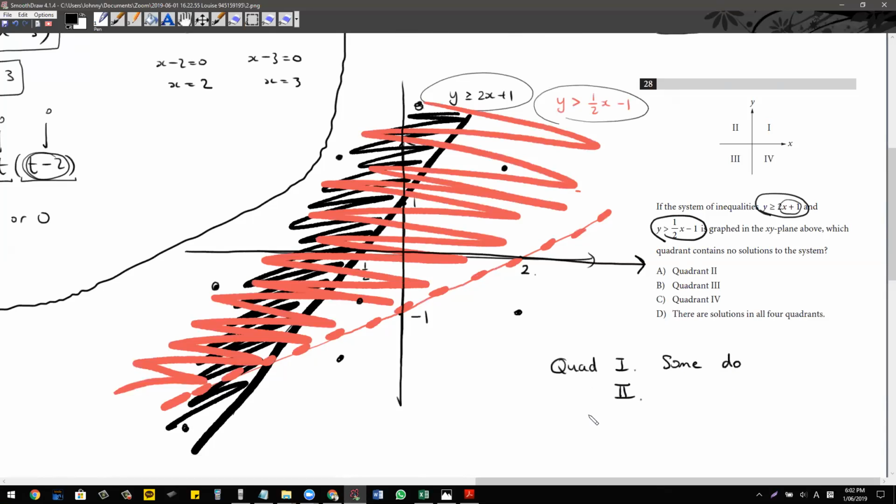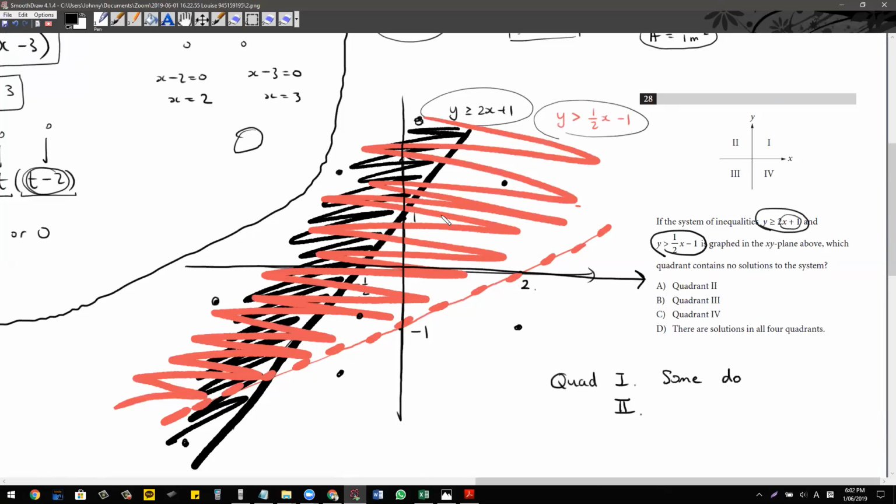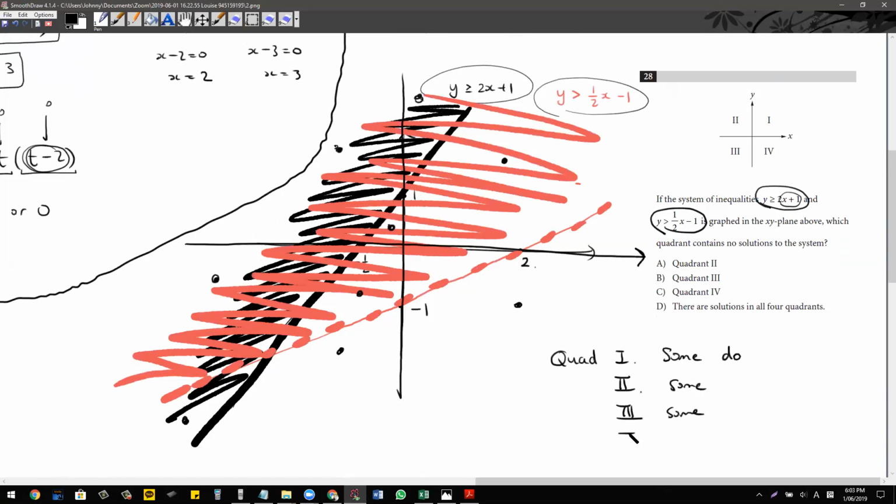Quadrant 2, which is over here. Some as well, because it's here, not here. Quadrant 3 is here. Some as well. Quadrant 4 is none. None of them, right? So if the system has these inequalities, which quadrant contains no solution? The 4, the last one. D is wrong because it says there are solutions in all 4, but in the fourth quadrant, there is no solution. So there are solutions in 1, 2, 3, but not in 4. That's the answer.